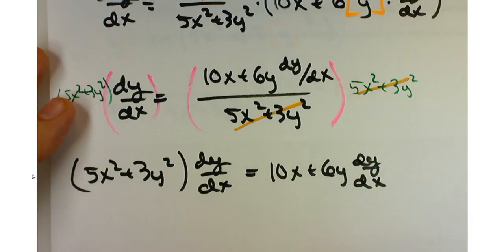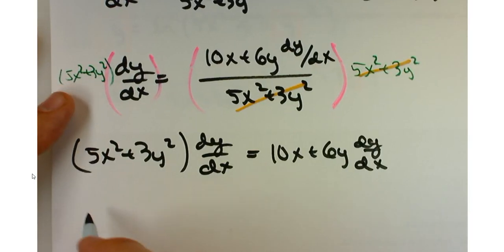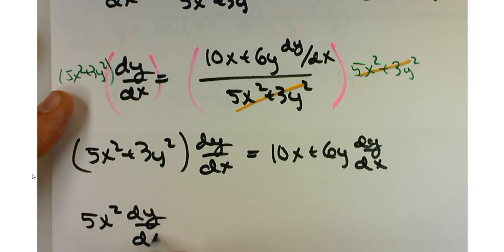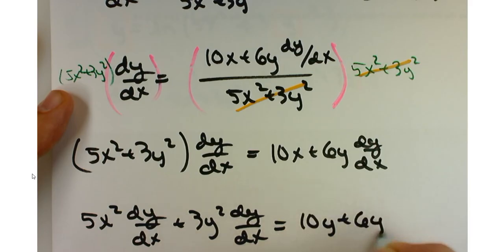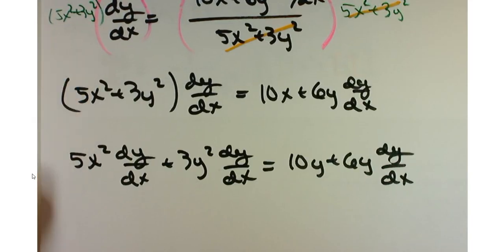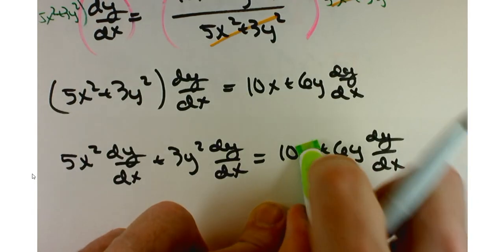So here's what we're gonna do. And it's gonna be a two-parter. I'm not sure if there's a really convenient way to show this without skipping too many steps. I'm gonna distribute the dy by dx term here. 5x squared dy by dx plus 3y squared dy by dx equals 10y plus 6y dy by dx. 10y, thank you. Should be 10x.